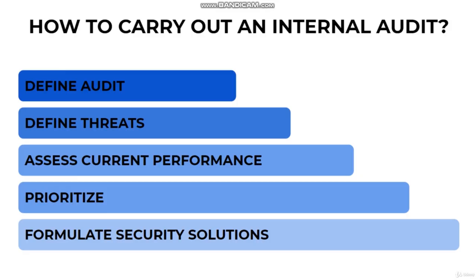First is negligent employees. Your employees are your first line of defense. How well are they trained to notice suspicious activity and to follow security protocols laid out by your team? Are they reusing personal passwords to protect sensitive company accounts? So you have to ask all these questions while you're defining threats.